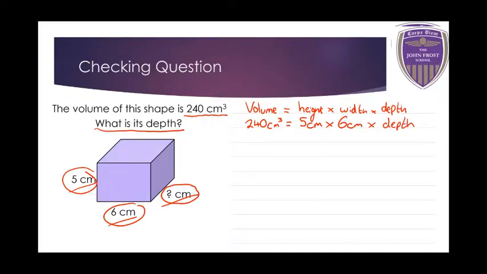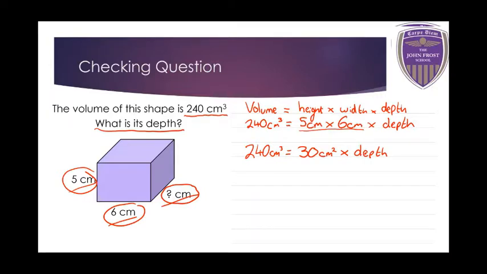So first of all, let's work out what 5 times 6 is. So we've got 240 centimeters cubed. 5 times 6, that's going to be 30 centimeters squared. But we still need to multiply it by depth. So hopefully most of you got this far. Now we need to figure out what we have to times 30 by to find out the depth. So what we have to times 30 by to get 240.